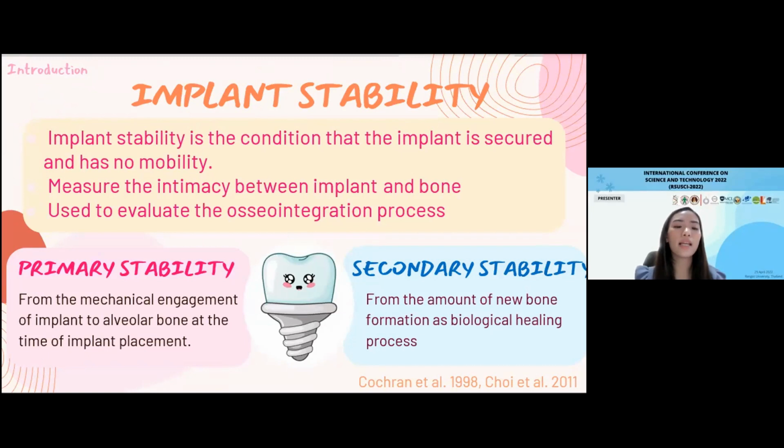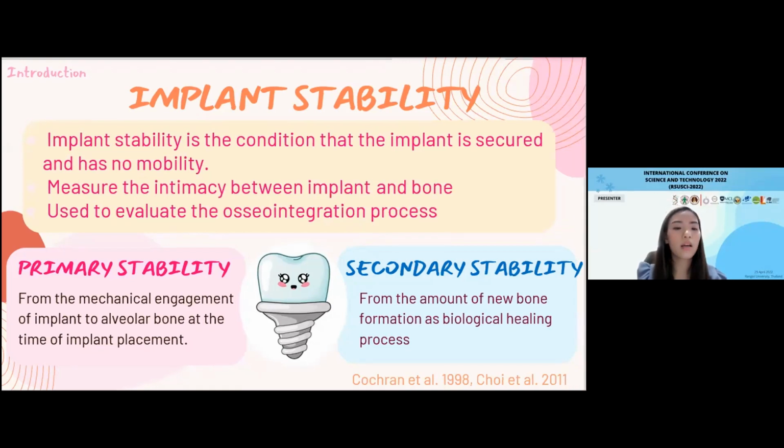Implant stability is a condition in which the implant is secure and has no mobility. It can demonstrate the intimacy between implant and bone and is used to evaluate the osseointegration process. Implant stability consists of primary and secondary stability. Primary stability is achieved from the mechanical engagement of the implant to the alveolar bone at the time of implant placement. Secondary stability is determined by the amount of new bone formation as a biological healing process.